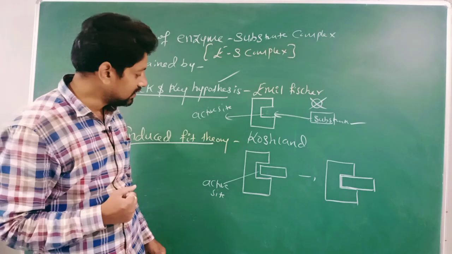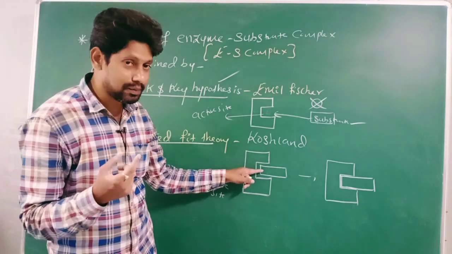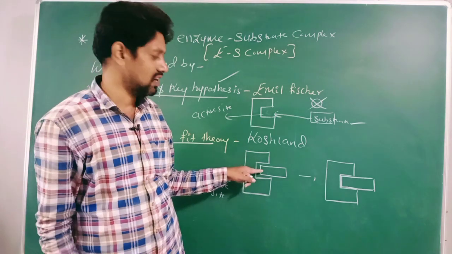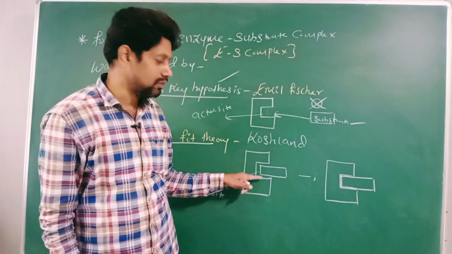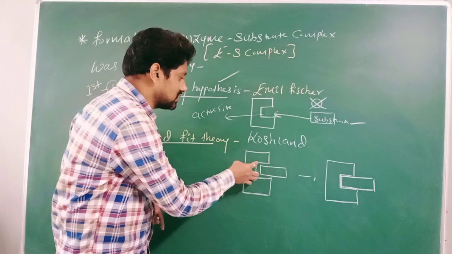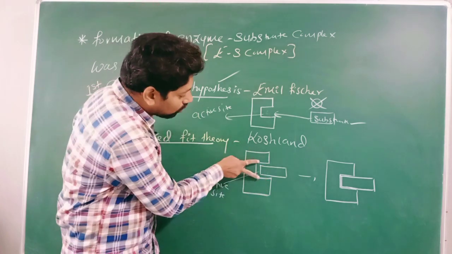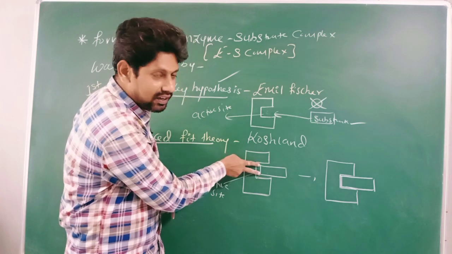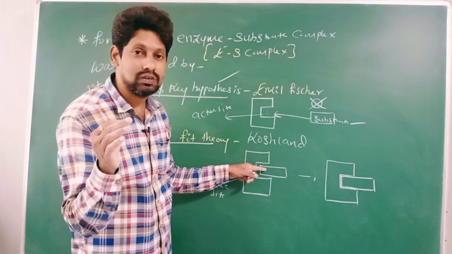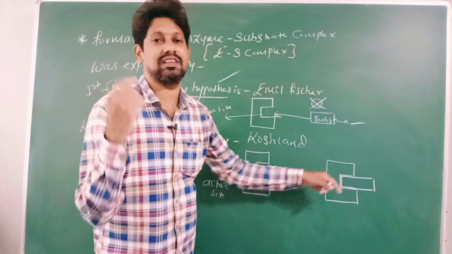How, sir? See here, the substrate is bound in the active site of the enzyme. Then what did the substrate do? It induced a conformational change in the active site. Once the substrate binds, this active site undergoes a conformational change. Due to this change in conformation, now the active site binds the substrate molecule tightly. It means now the substrate fits tightly in the active site of an enzyme.